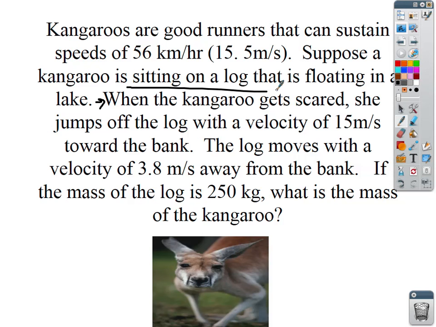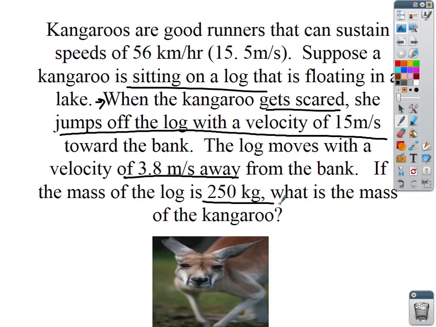0. All right? But the thing is, the kangaroo gets scared. It jumps off the log with a velocity of 15 meters per second. The log moves 3.8 meters per second away from the bank. All right? Equal opposite reactions occurring here. Newton's third law. If the mass of the log is 250 kilograms, what's the mass of the kangaroo?